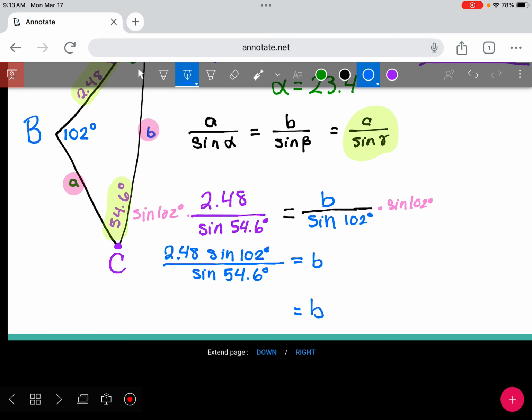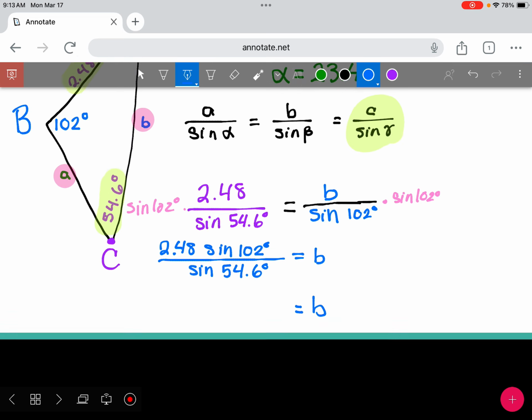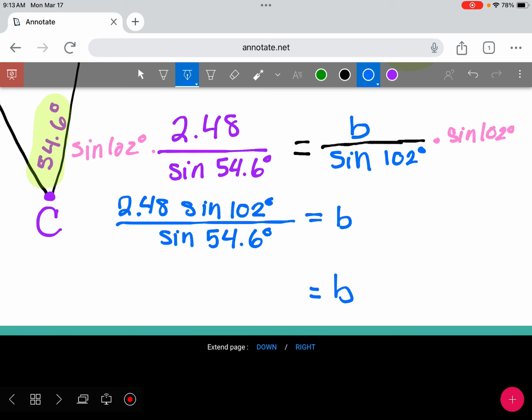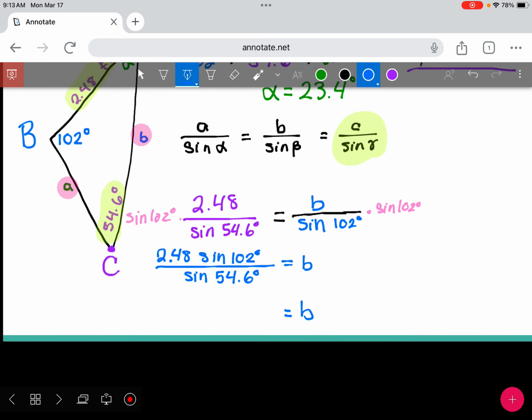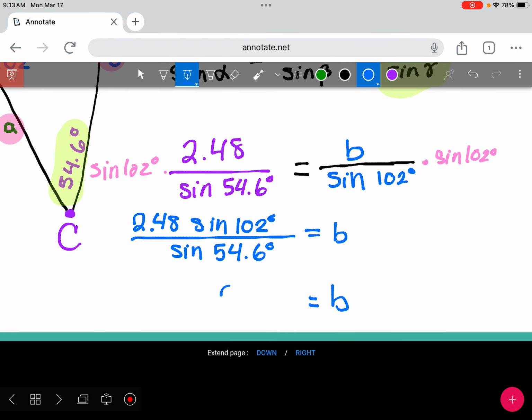Okay, and we're going to type that in the calculator. Make sure you're in degree mode, since we have all of our angles in degrees. We can type this whole fraction in the calculator, and we're going to get that our B, we're going to go 2 decimal places since we already have that for feet, is 2.98 feet.